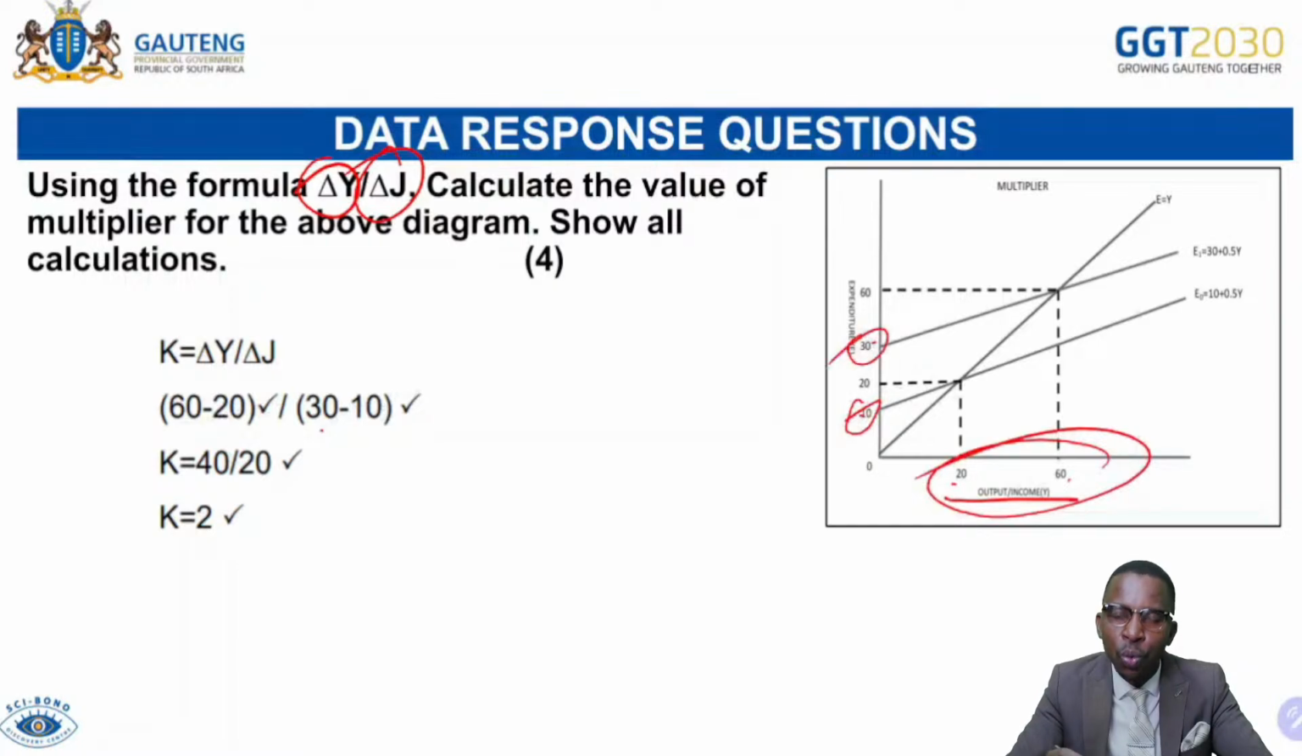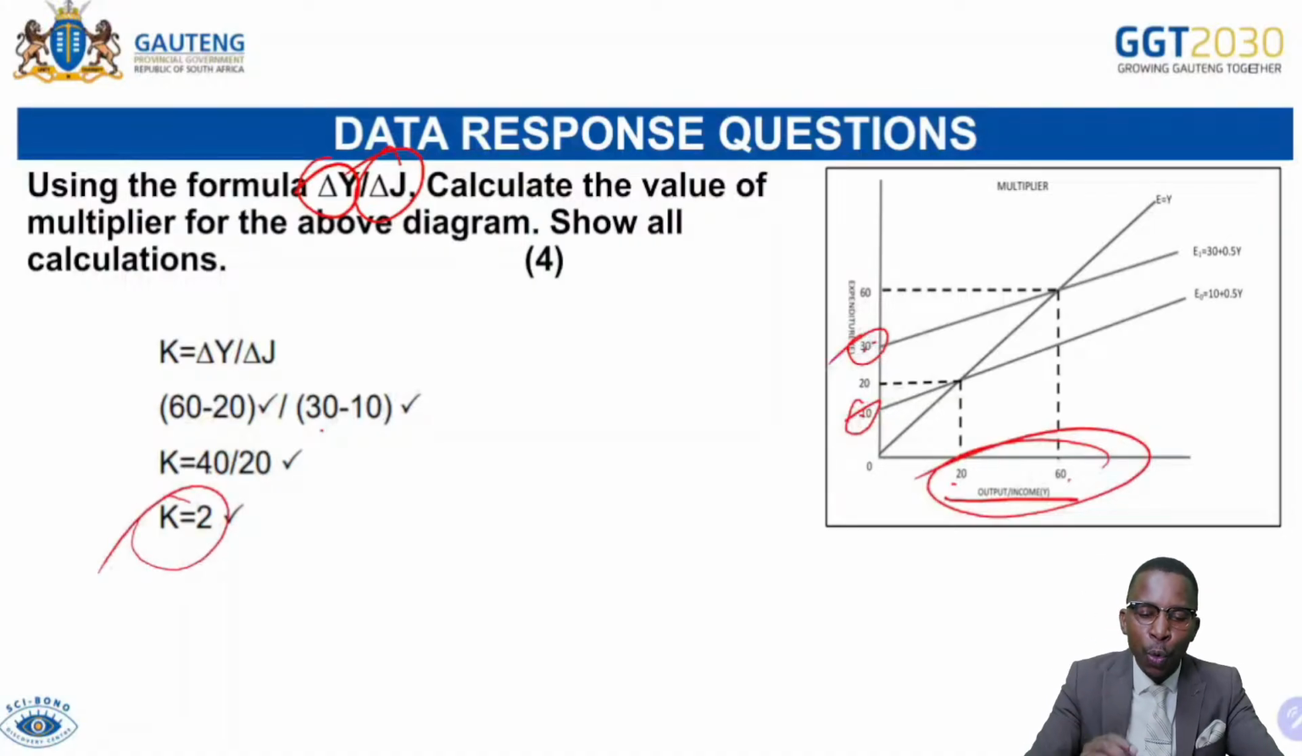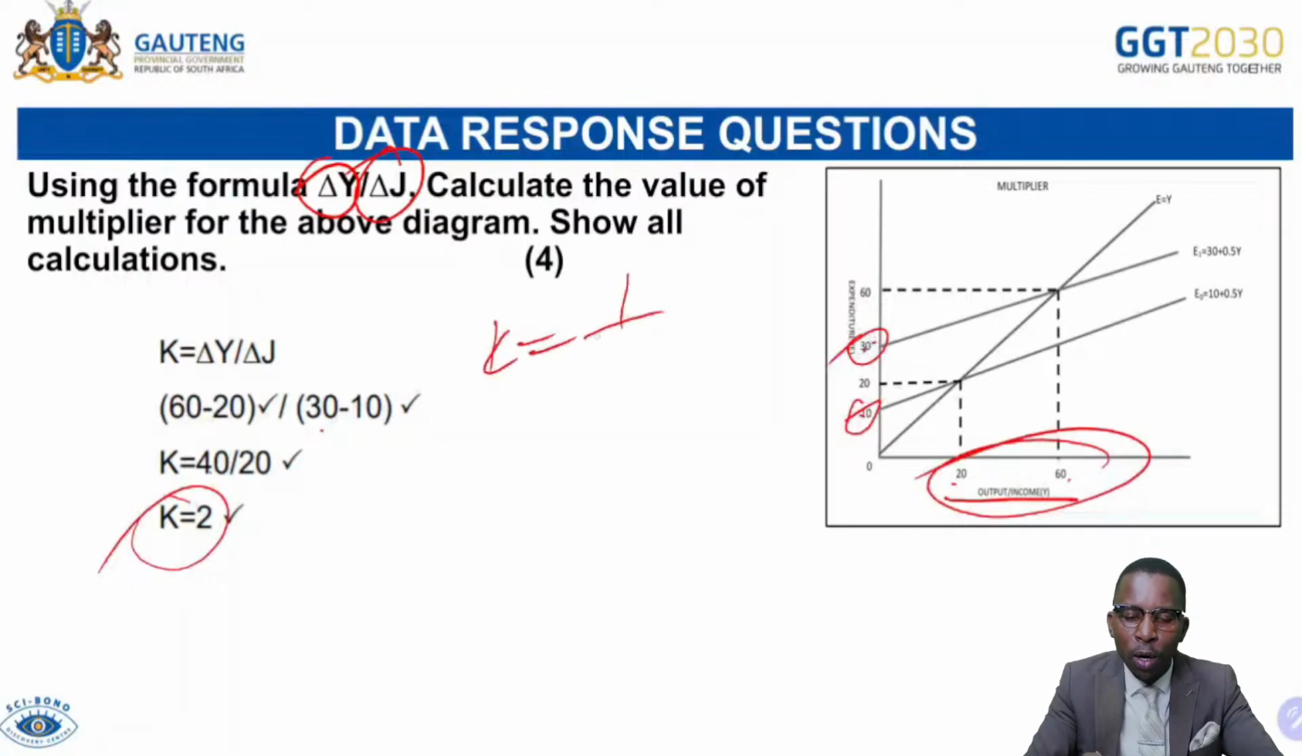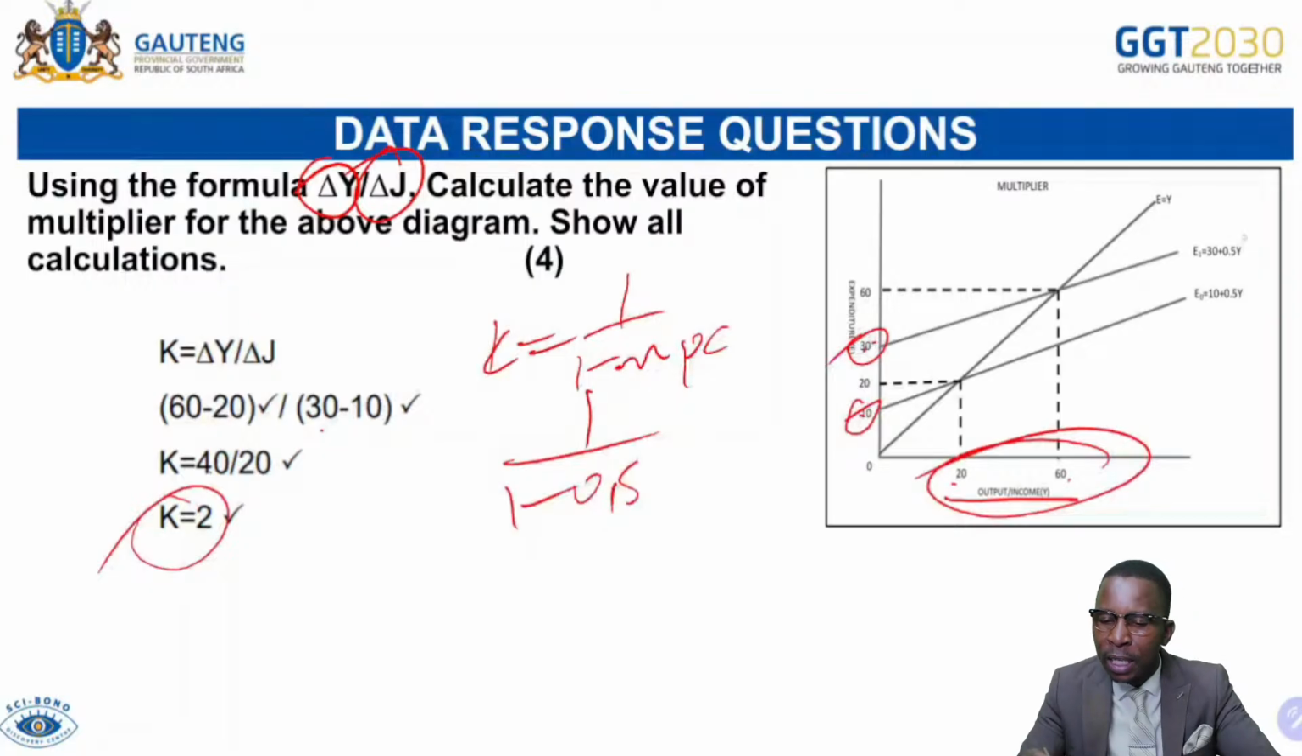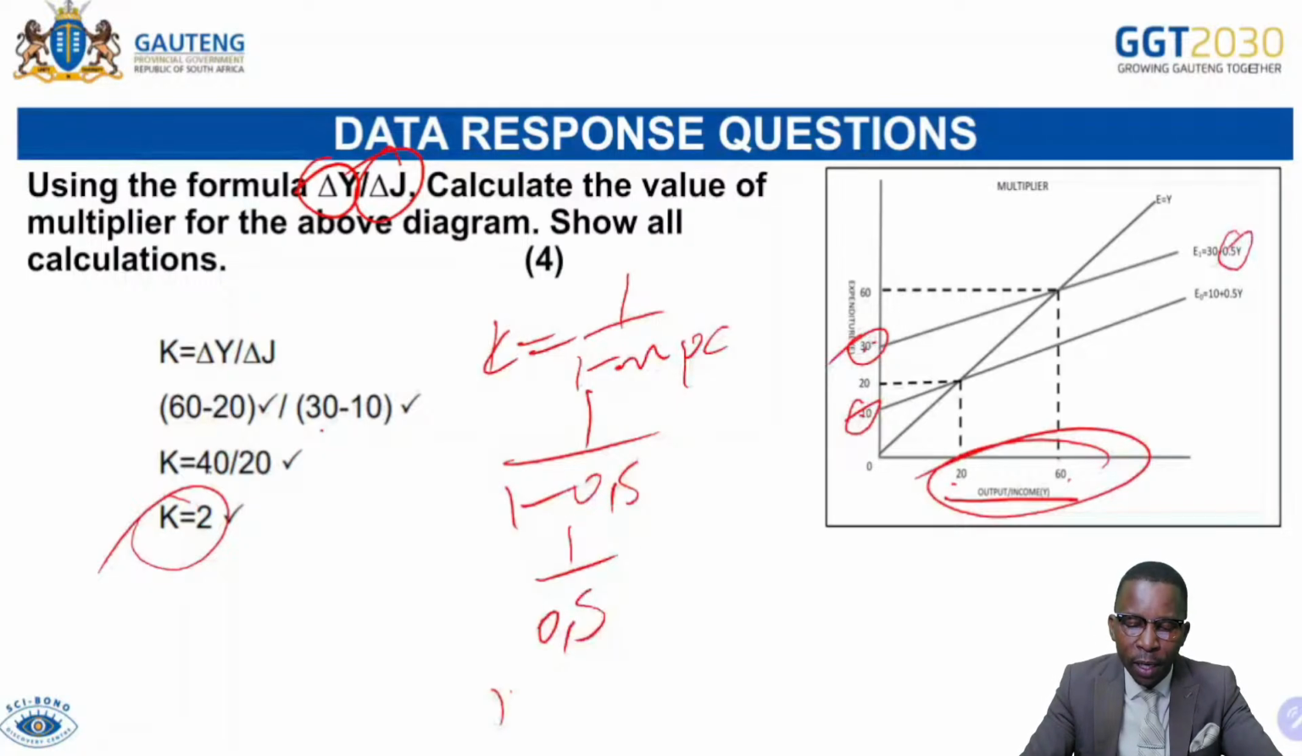You focus on these two so that you take the new one, subtract the old one, you get your answer. So that gives us K equal to 40 divided by 20, which gives us 2. Even if we use MPC and MPS, we would be saying K equals 1 over 1 minus MPC. Then we substitute 1 over 1 minus 0.5, because this is our MPC 0.5. 1 over 0.5, K equals 2. We still get 2 both ways.